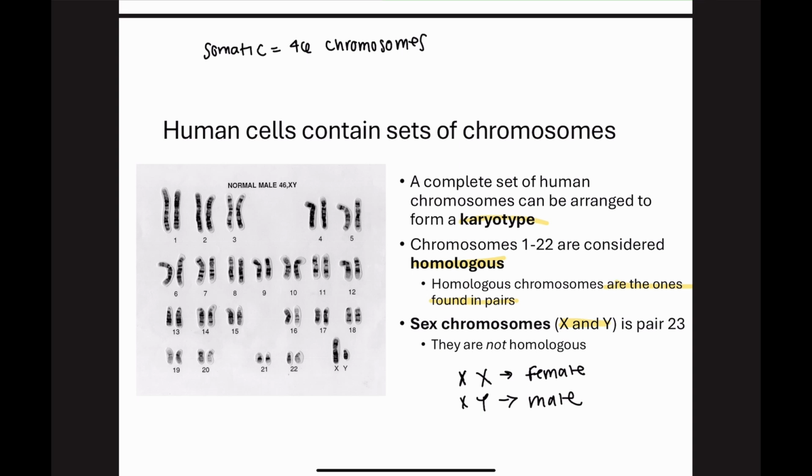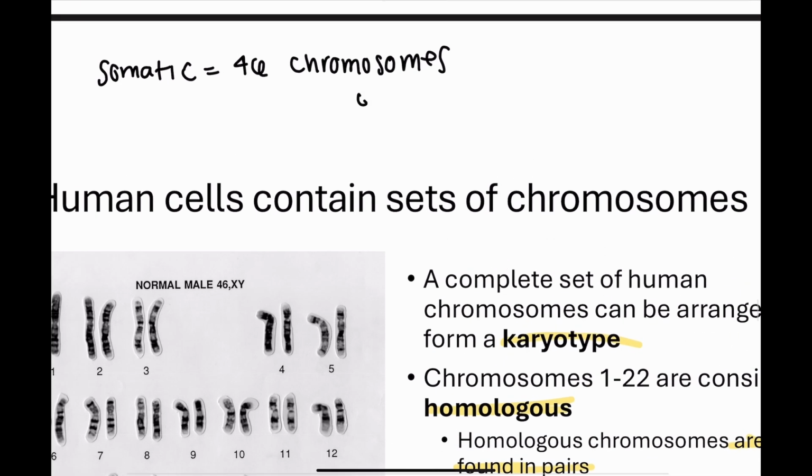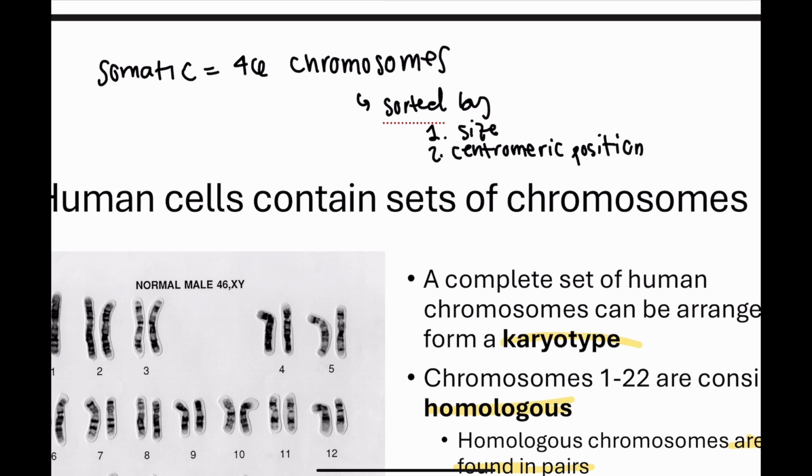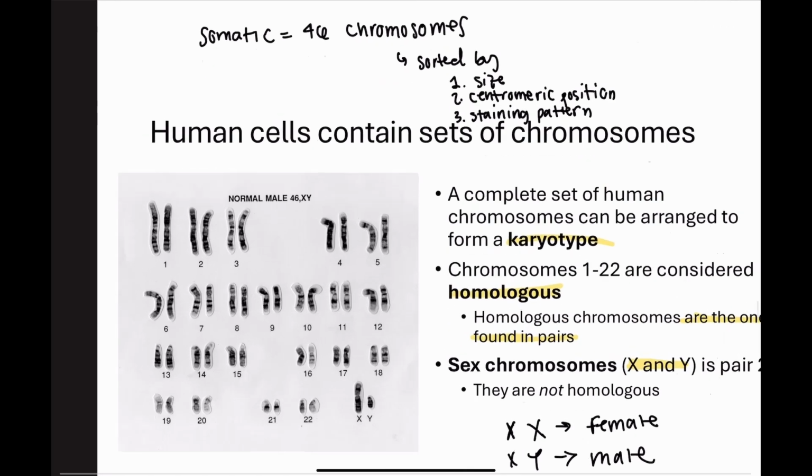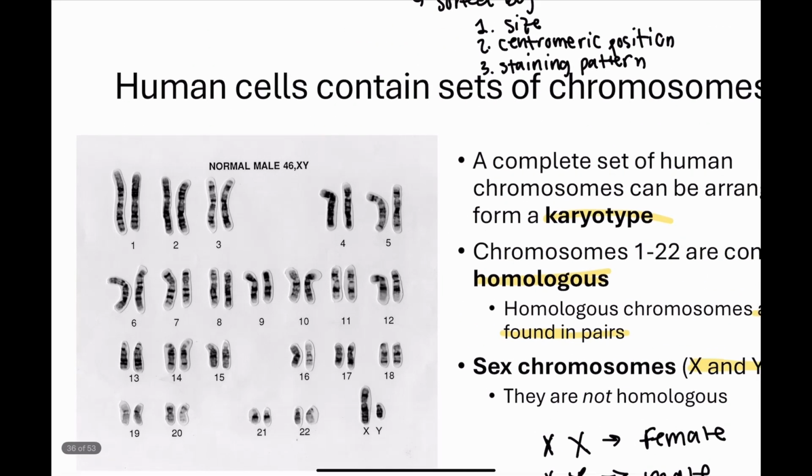Our chromosomes are sorted by size, centromeric position, and by staining pattern. So when we look at our homologous chromosomes, again, they are all the ones that we find in pairs. We see that their staining patterns are the same, they are the same length, and their centromeres are located at the same spot.